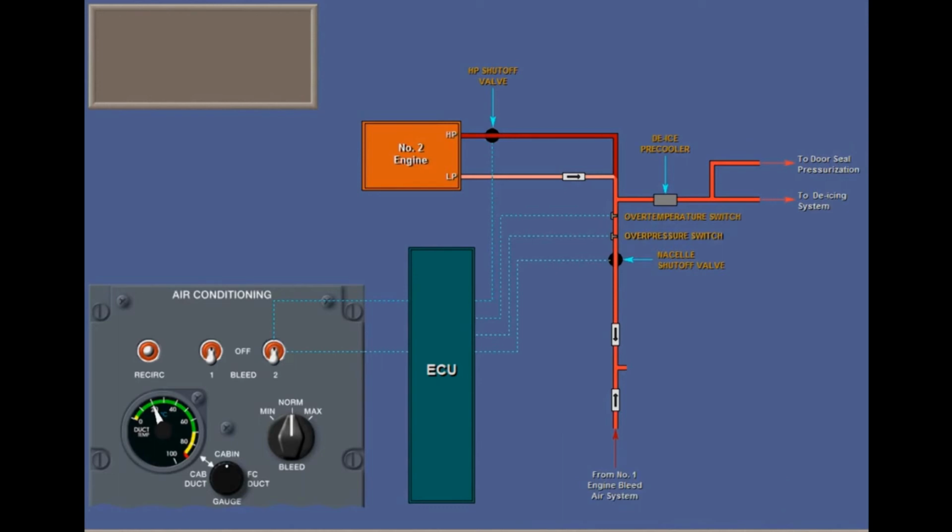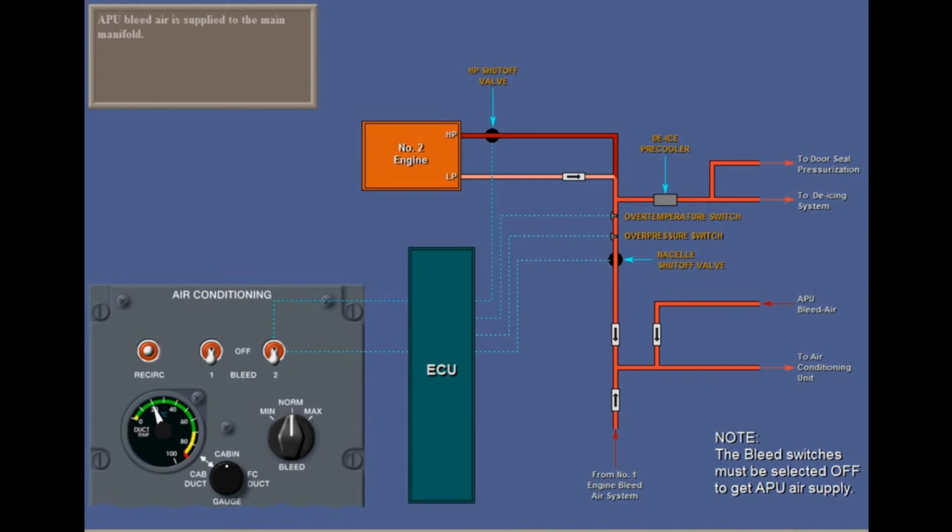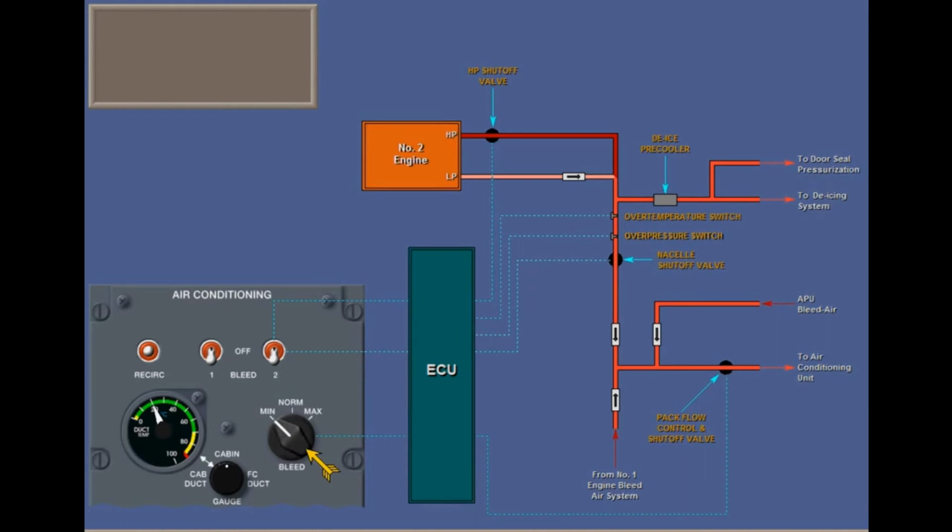Bleed air from each wing passes through a wing isolation check valve and is then merged and ducted to the air conditioning unit in the aft fuselage. If the optional APU is running, its bleed air joins the main pneumatic manifold. Finally, the pack flow control and shutoff valve regulates bleed air to air conditioning. The bleed control selector should be at min for takeoff. If not, you get the non-standard bleed annunciation on the engine display.